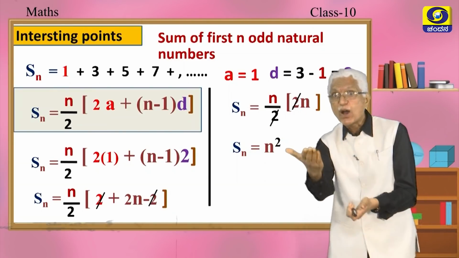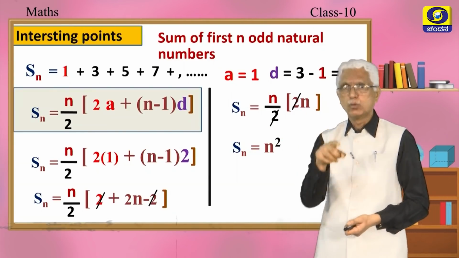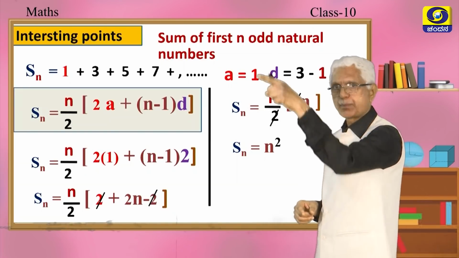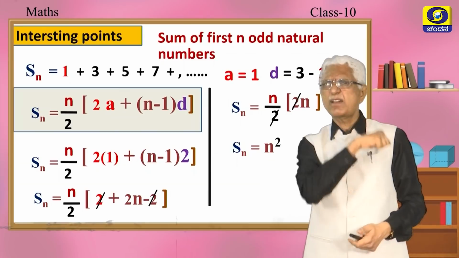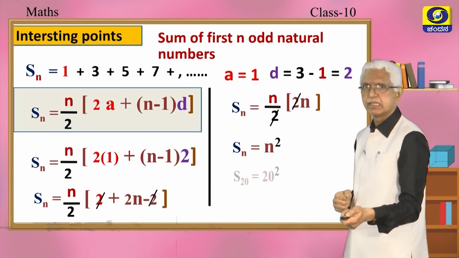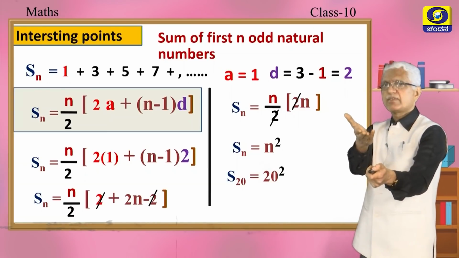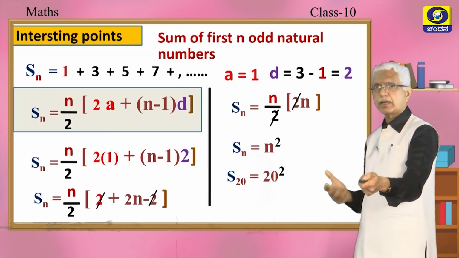Beautiful. The formula is ready. Will you use Sn is equal to n by 2 into (2a plus (n minus 1) into d) for this? You will not, because you know it is n square, right? Okay, that's good. See, what is the sum of the first 20 odd natural numbers? 20 square, correct?